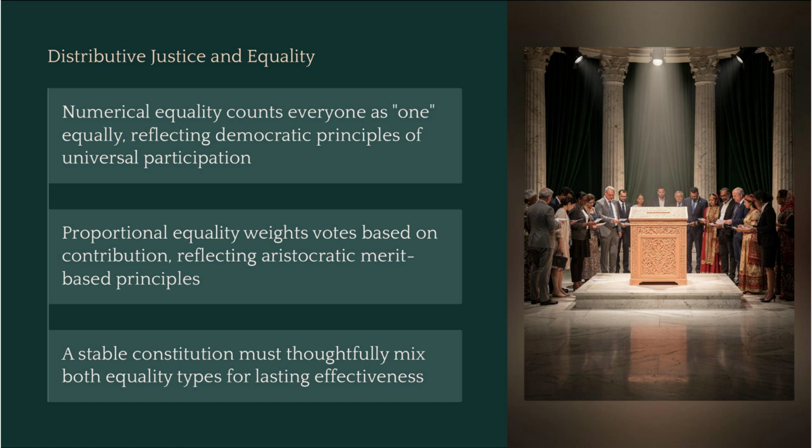Aristotle also grappled with distributive justice and equality. He distinguished between two types. Numerical equality counts everyone as one equally, reflecting democratic principles of universal participation. Proportional equality weights influence based on contribution, reflecting aristocratic, merit-based principles. A stable constitution must thoughtfully mix both equality types for lasting effectiveness.